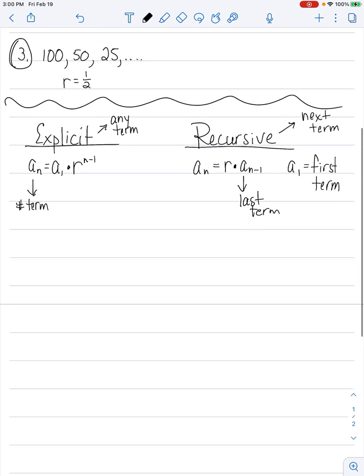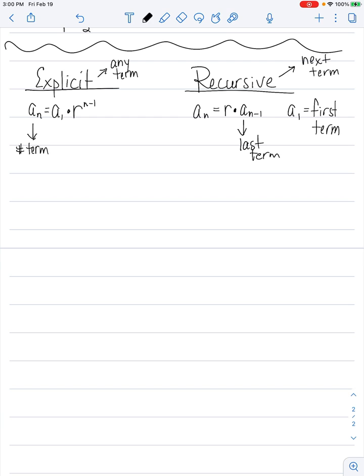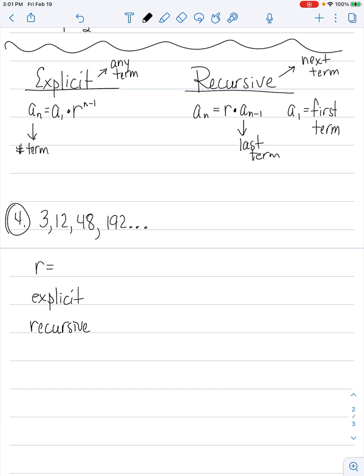So let's look at how these formulas could be used. One way that you may see this is they may give you the sequence, and they'll ask you to write the formulas. So first we have to find the common ratio, and then we're going to write each of the types of formulas. So, recursive. I noticed that we're multiplying by 4. So my common ratio is 4.